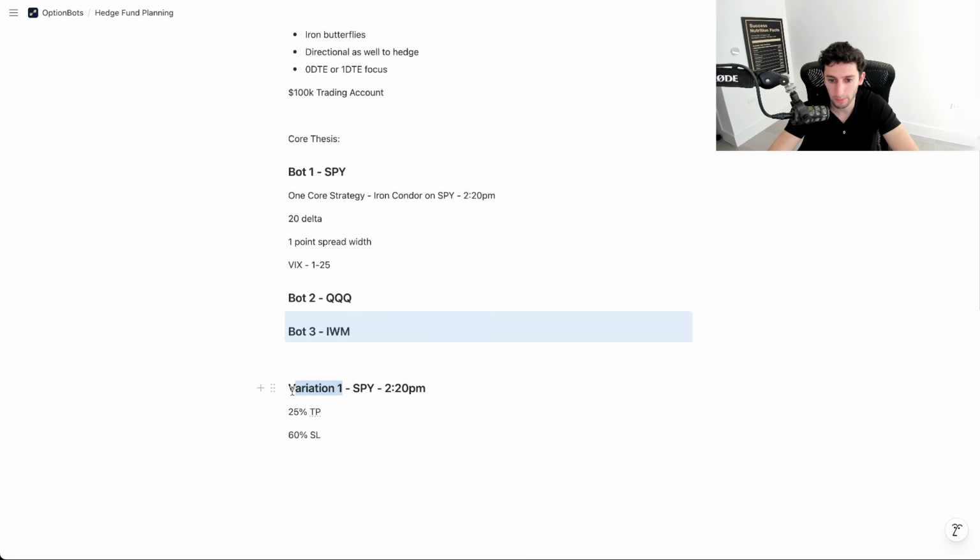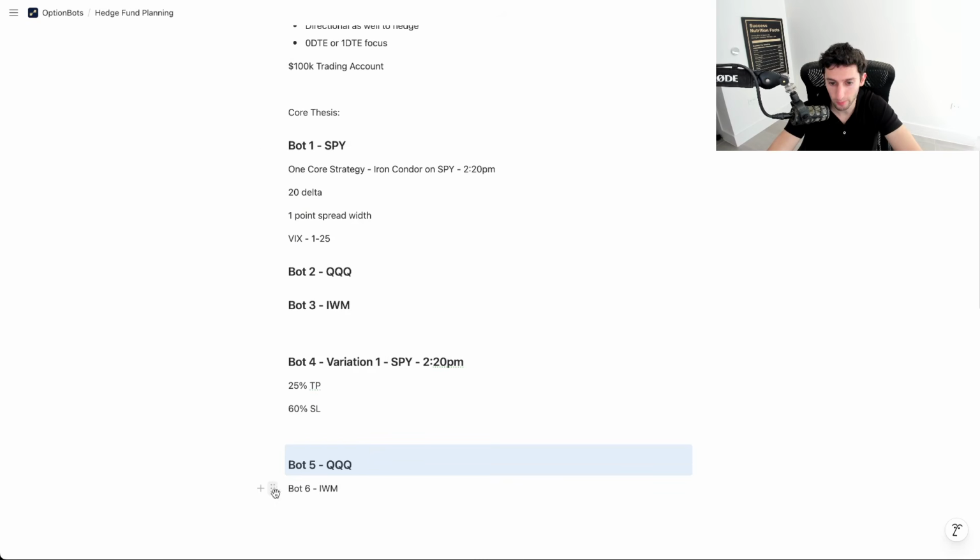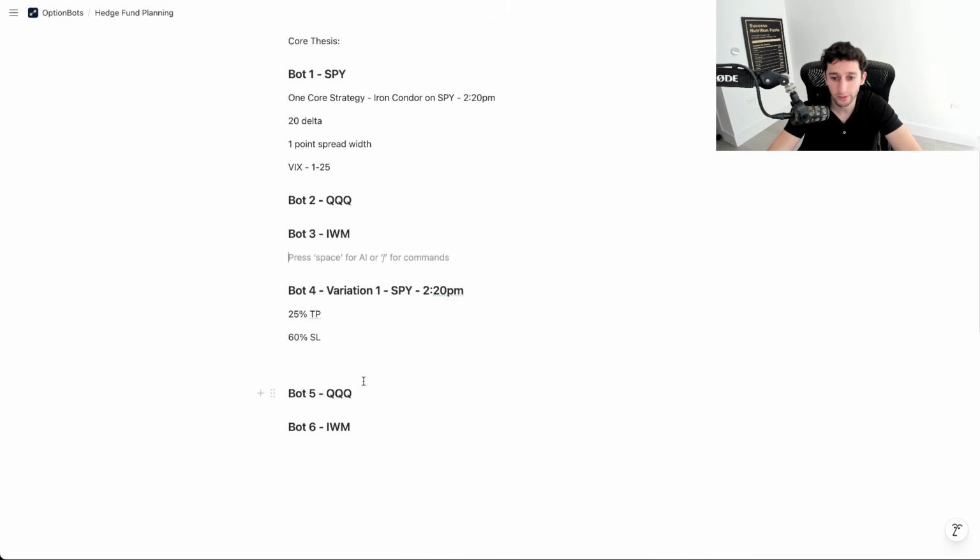And this is actually going to be bot 4. Okay. And then we can do this across bot 5 and then also bot 6. Okay. Which will be IWM and QQQ. Boom. All right. So this is going to be bot 5. And this will be bot 6 here. Okay. So now we have 6 different bots.